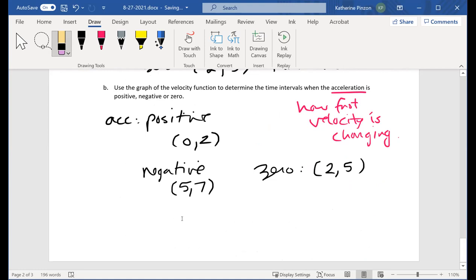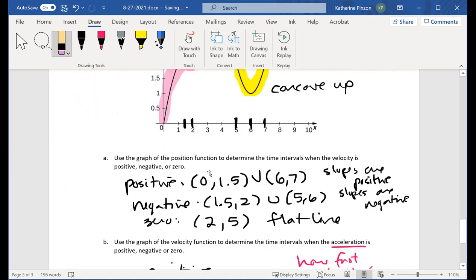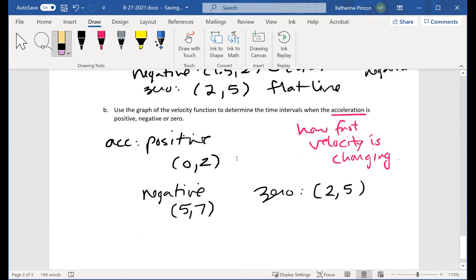Wait, I thought it was negative 0. That's 0. Did I write the same thing again? Did I erase and write the same thing again?